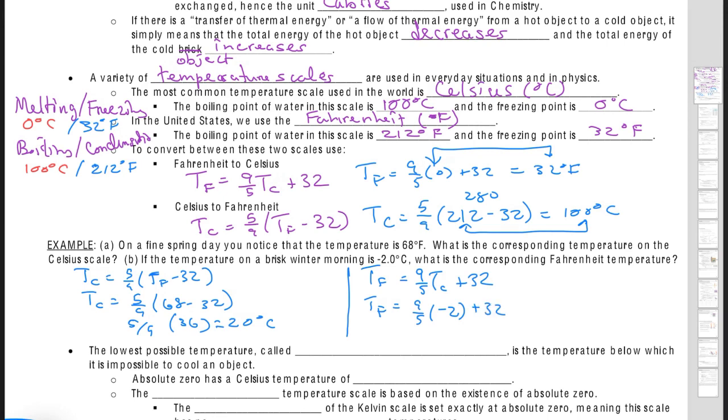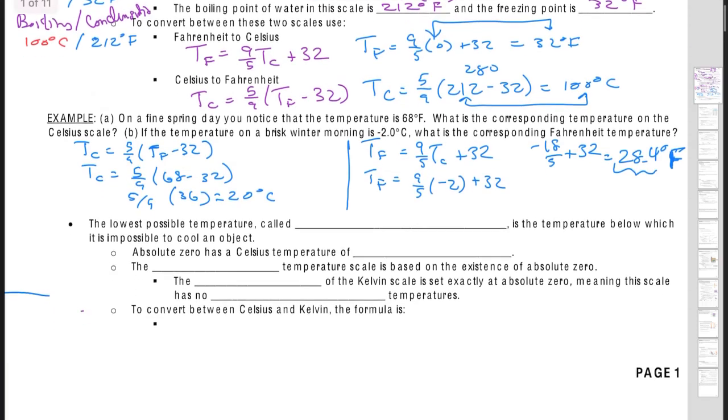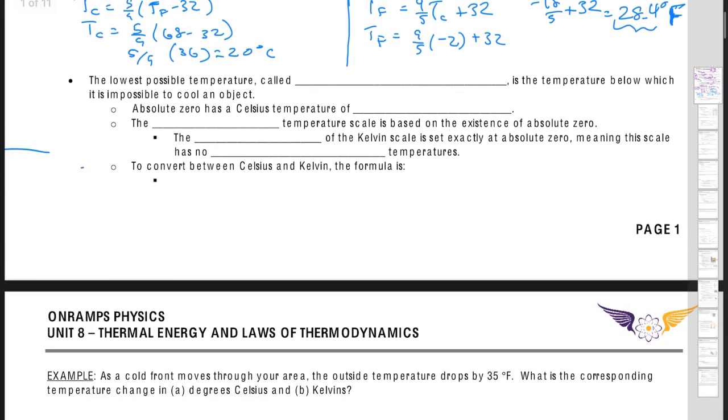So it's going to be -18/5 plus 32. So that's roughly 3 point something. So it's going to give me a temperature of 28 degrees Fahrenheit. Okay, so you can see that this is less than 32 degrees Fahrenheit, which is the melting point / freezing point of water.